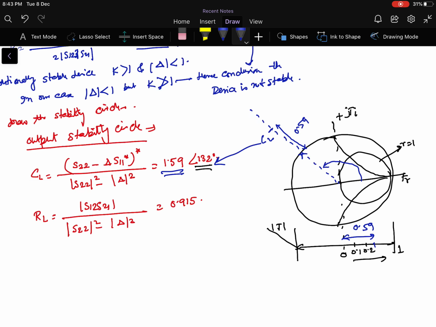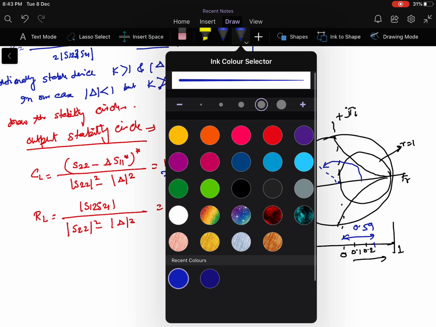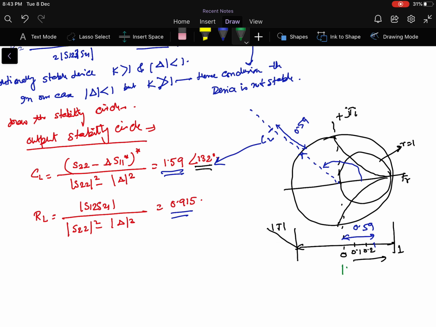Now this is my center. The radius is 0.95. Let me take some other color. Let's say the radius is coming around 0.915. Let's say this is my radius, I am writing it as RL. So that radius is 0.915, which means this is 0.59. So it will cross the value of 0.59, that extended part.